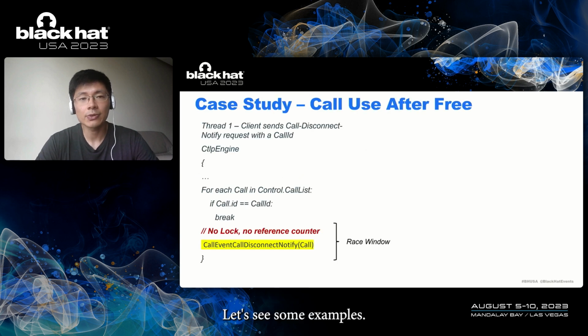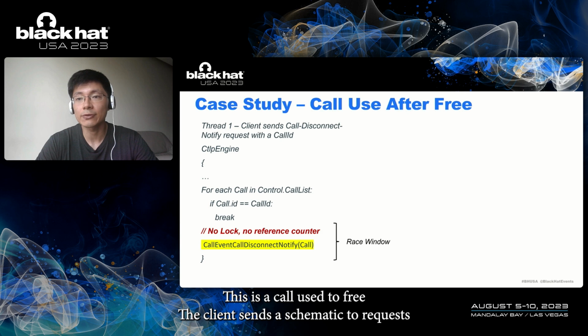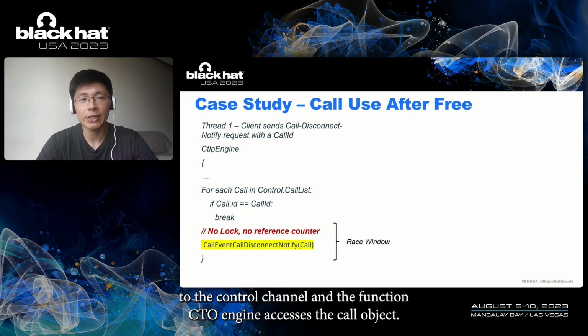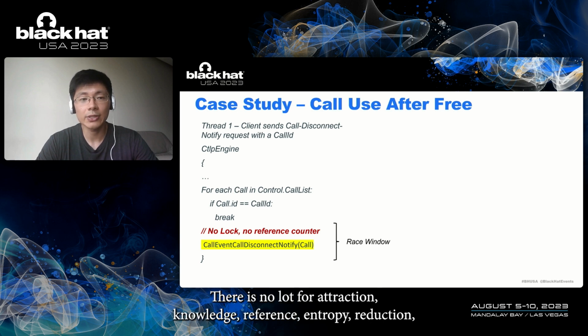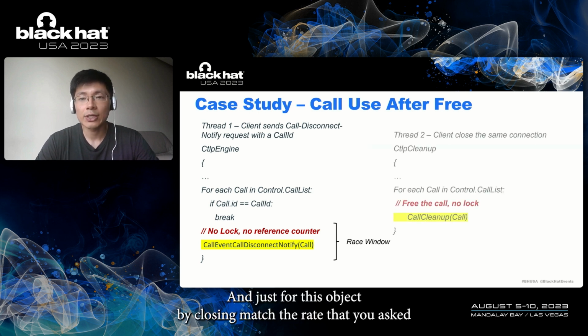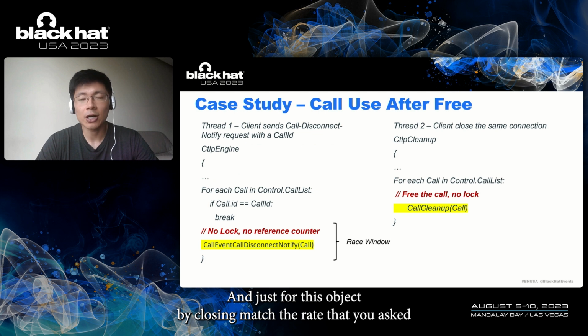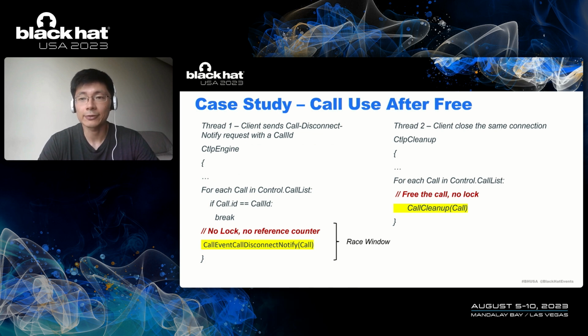Let's see some examples. This is a call object use-after-free. The client sends a disconnect request to the control channel, and the function CtlpEngine accesses the call object. The problem is that when accessing the call object, there is no lock protection, no reference counter protection. So another thread can just free this call object by closing the connection, resulting in UAF.